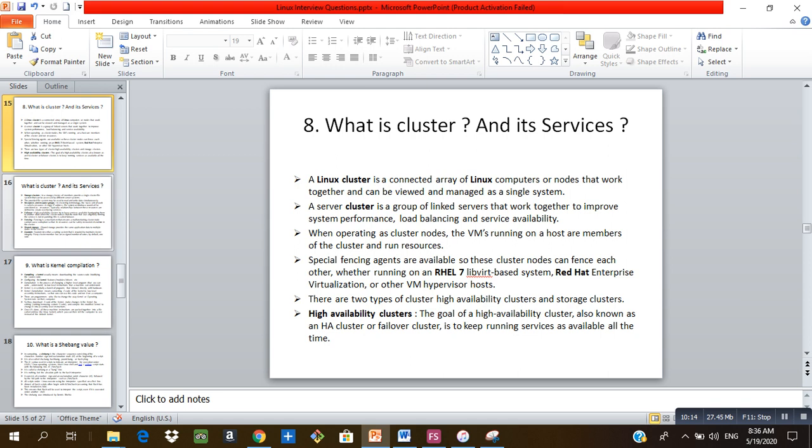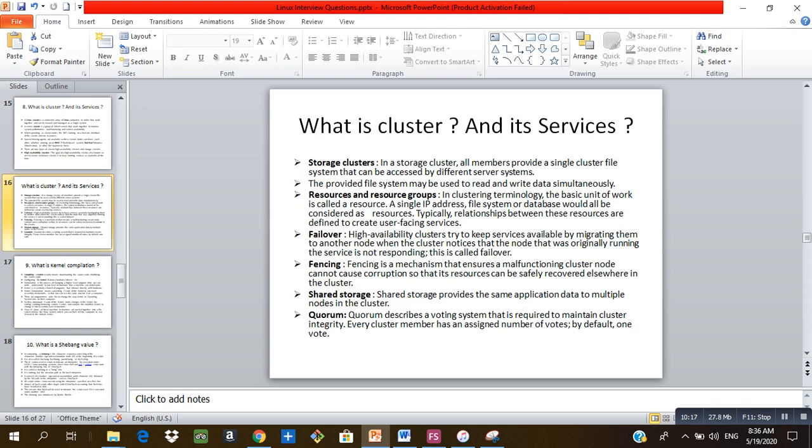Storage cluster. In a storage cluster, all members provide a single cluster file system that can be accessed by different server systems, and this provided file system can be used to read and write data simultaneously. Resource group and resources. In clustering terminology, the basic unit of work is called a resource. A single IP, file system or database would all be considered resources. Typically, the relationships between these resources are defined to create user facing services.